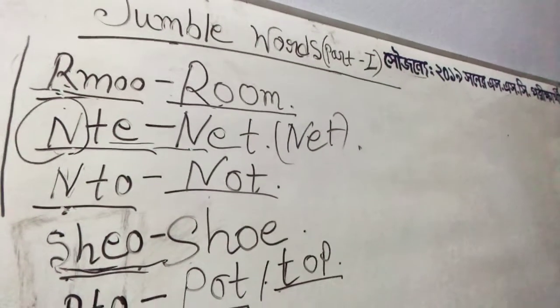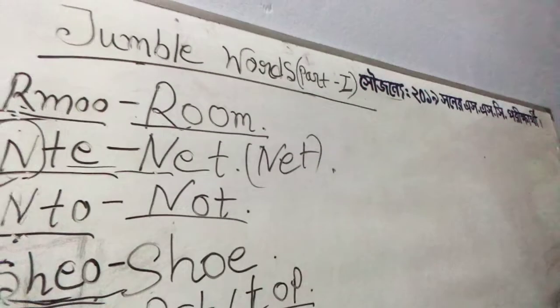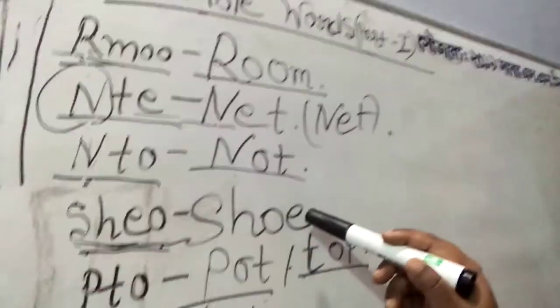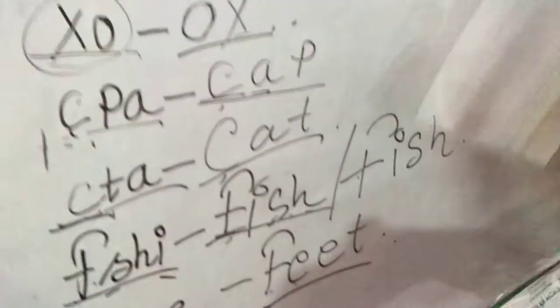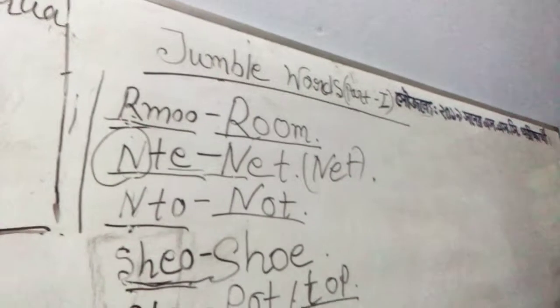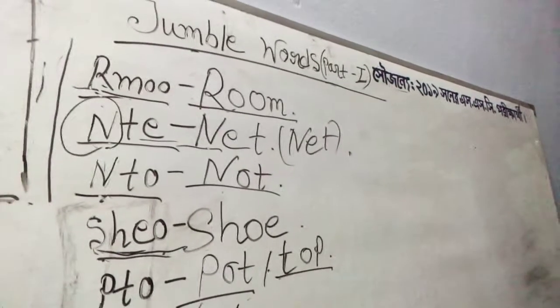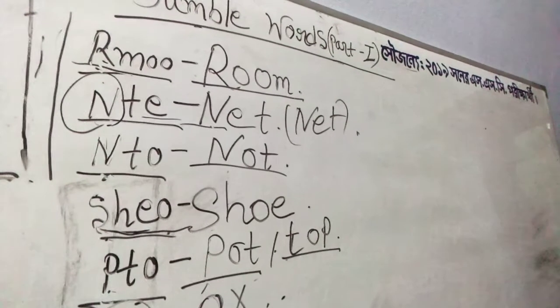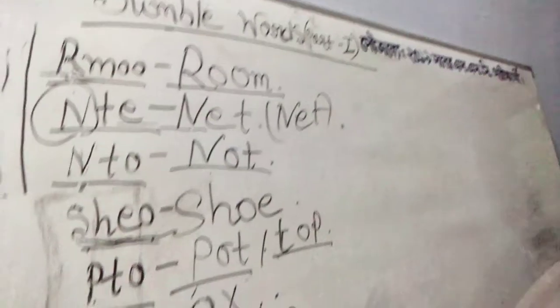And remember one thing: in jumble words, all the words will be nouns, like room, net, shoe, pot, top, ox, cap, cat, fish, feet. These are all nouns. Hardly will you have anything other than a noun. It's a trick that everything will concern nouns. So that's all for today.